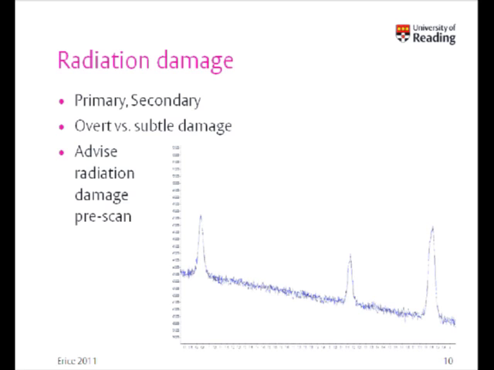Sometimes the damage can be incredibly overt, as we saw in the previous slide, or it can be rather subtle. Certain materials are more radiation hard than others, and it may be that if there's simply a subtle change in the lattice parameters throughout a data collection, then that will lead to an unnecessary peak broadening and really degrade the resolution of the data that you collect.